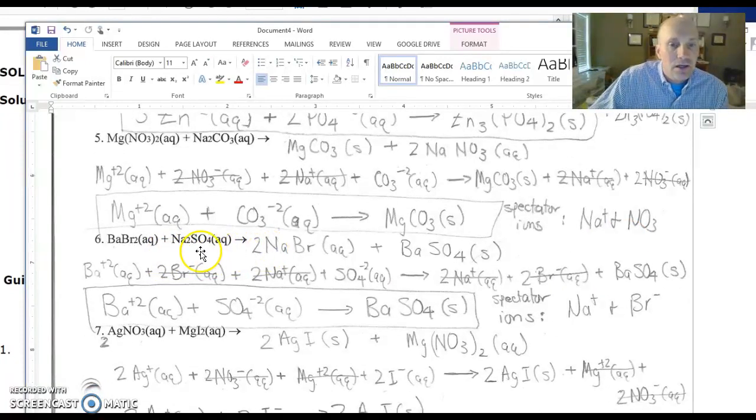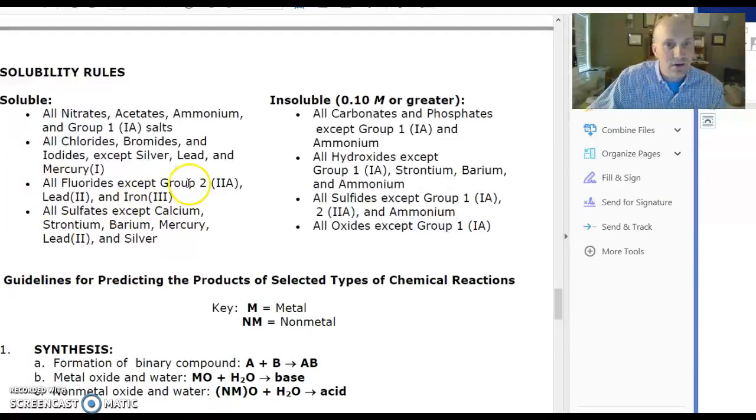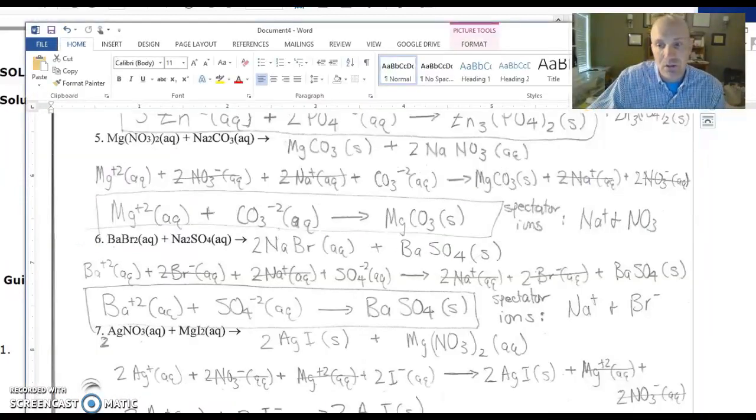All right, this reaction right here, we're going to get sodium bromide and barium sulfate. How do we know that this is a solid? Let's see if we can figure that out. It said all sulfates tend to be soluble, but it mentions barium as an exception. So barium sulfate would not be considered soluble. So that's why we can put an S there for solid, or actually an S right here.